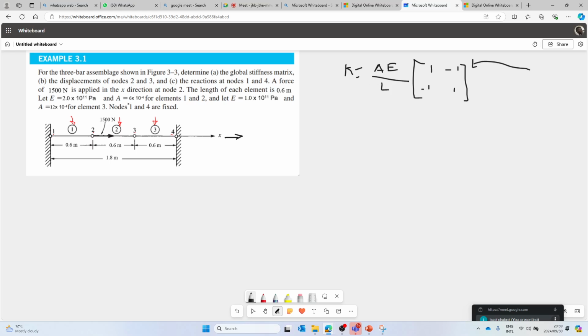Now, the area is 6 times 10 to the minus 4 for elements 1 and 2. Elements 1 and 2 have the same area. For element 3, the area is 12 times 10 to the minus 4. Nodes 1 and 4 are fixed.